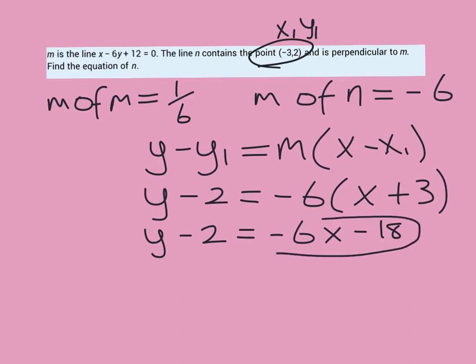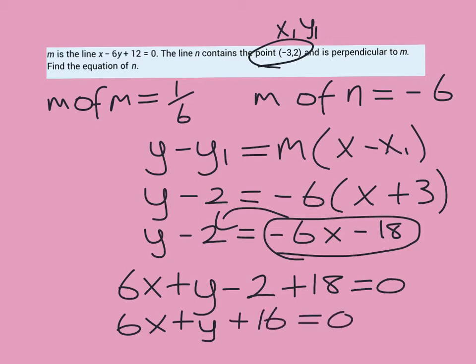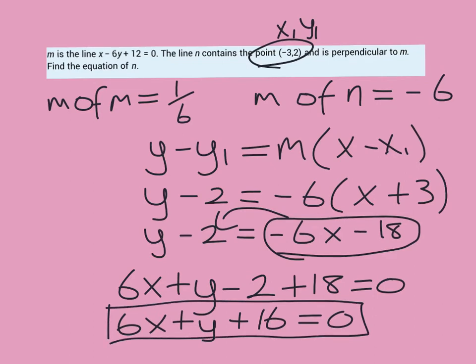I'm just going to bring these over to the far side. So I'm going to get 6x plus y minus 2 plus 18 equals 0. Therefore 6x plus y minus 2 plus 18 gives me plus 16 equals 0, and that's my final answer.